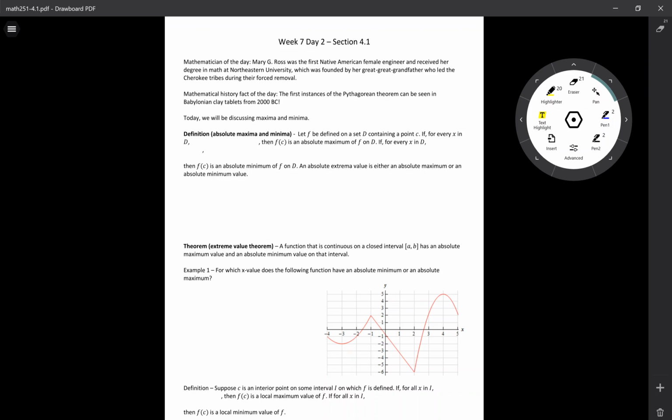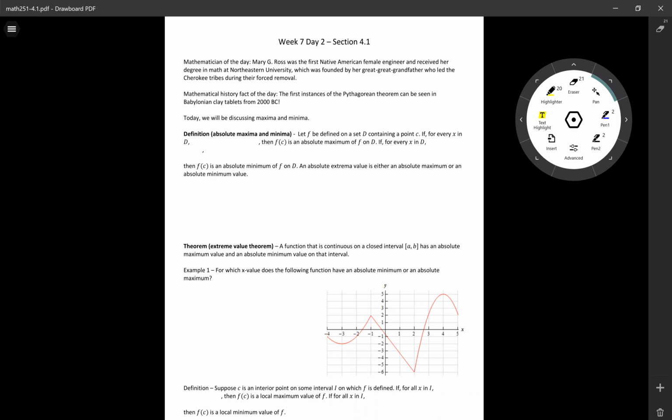So we're shifting gears a little bit. We are still obviously going to be talking about derivatives, but chapter 4 is mostly about graphs. So we are going to be focusing on graphs. Today we'll be talking about maxima and minima. So we have a definition to start us off.